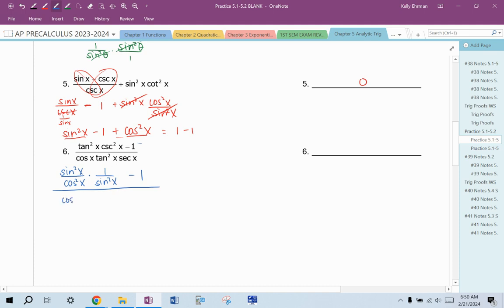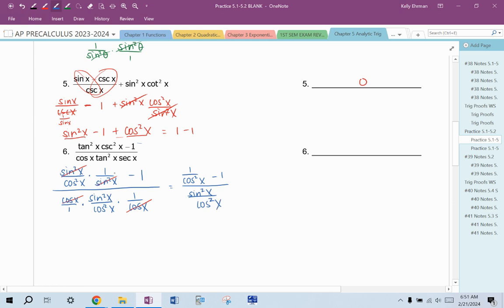Before we do that, cosine x over 1, times tangent squared is sine squared x over cosine squared x, times secant, which is 1 over cosine x. All right, so what cancels? Sine squareds on top cancel. This cosine can cancel with this one. So now let's look at what we have. We have 1 over cosine squared x minus 1 over sine squared x over cosine squared x.